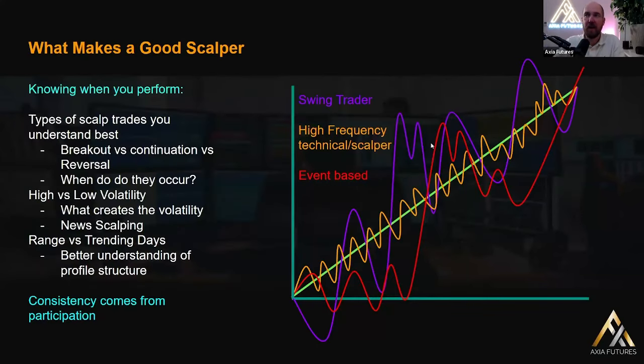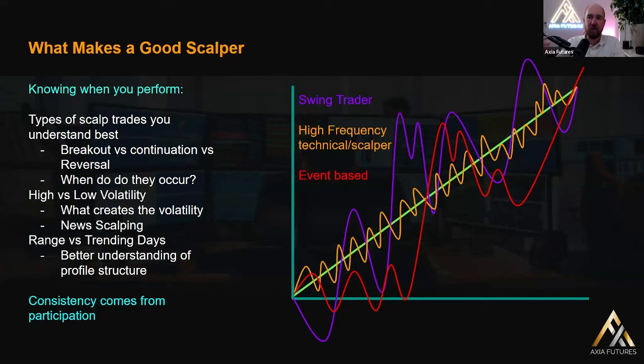Understanding what you're good at. Not all scalping is the same, just nicking ticks. That's how it was when I started. It was about nicking ticks here and there. Can I take one tick here, two ticks there, and just constantly trading? Scalping's evolved. The algos, the market makers have taken away that one tick, two tick game. But what scalping can now do is get you into those other types of trades.